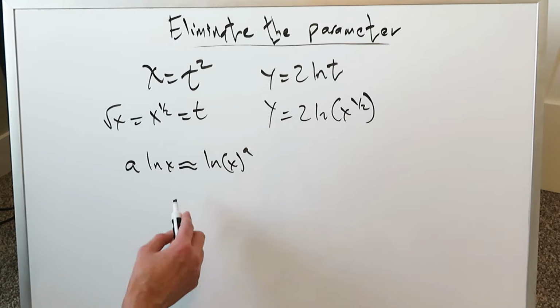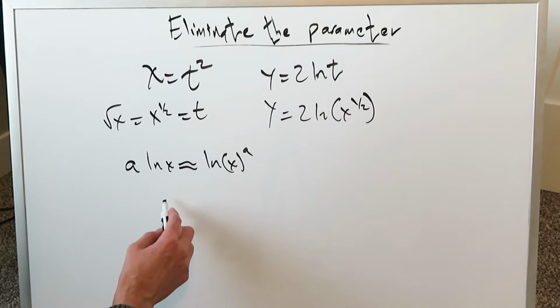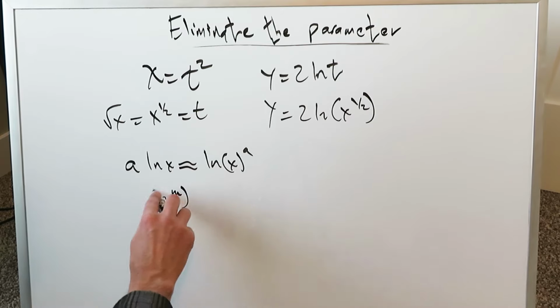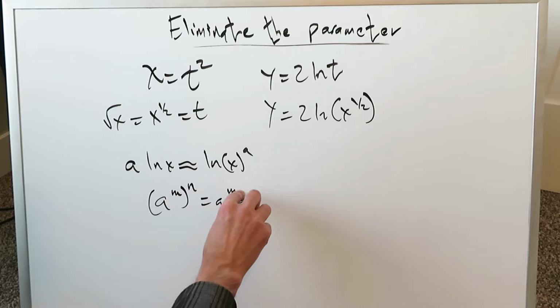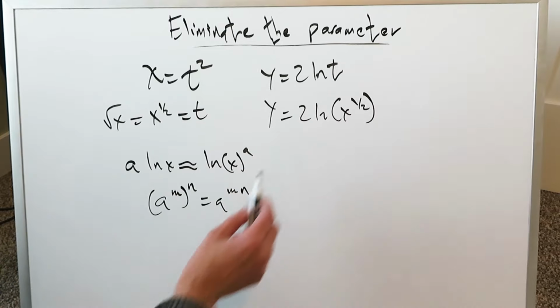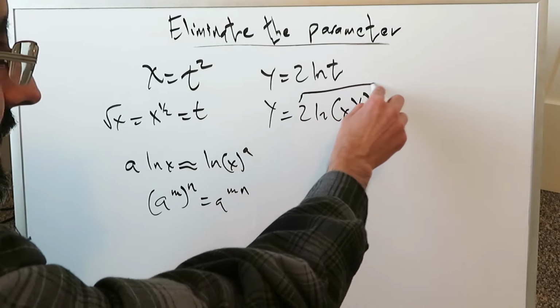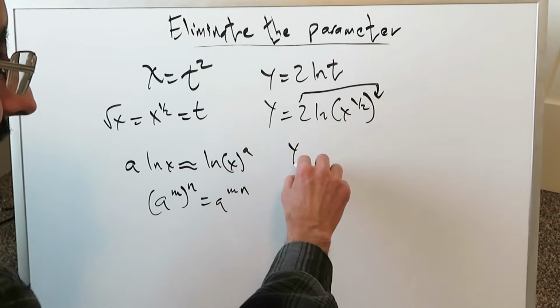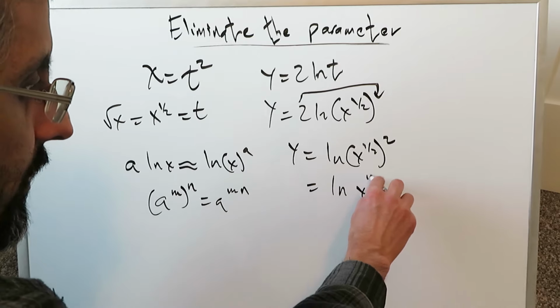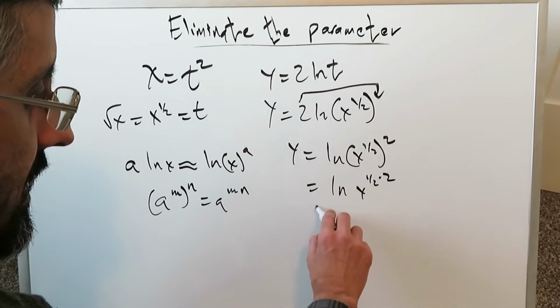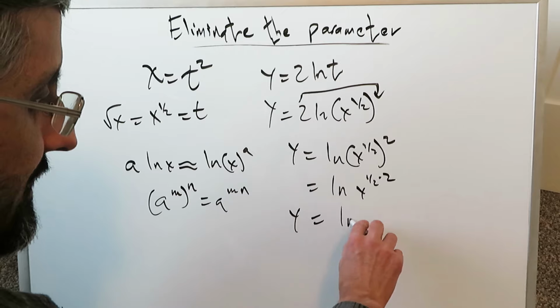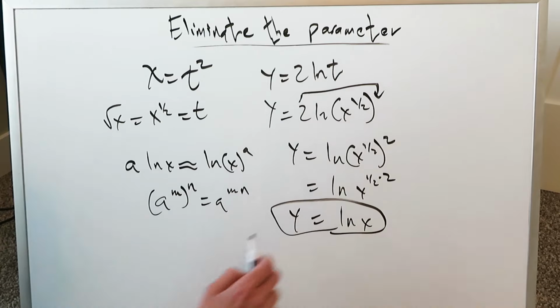Another property that comes very much in handy over here is a to the m to the power of n is equal to a to the mn, a property of exponents, because you're seeing this can migrate right over here. y is equal to ln x to the 1 over 2 to the power of 2. You can open that up. You're looking at ln x to the 1 over 2 times 2, and you have y over here is equal to natural log x. So this right here represents the rectangular equation which develops as these parameters are eliminated.